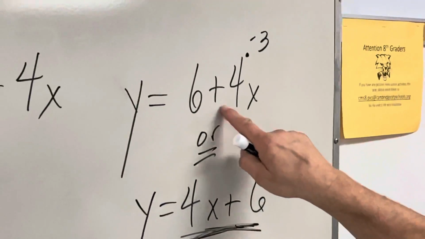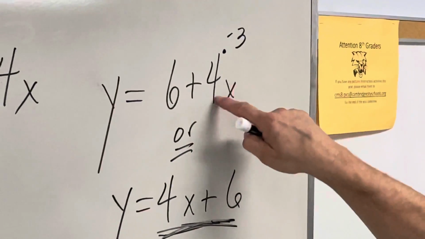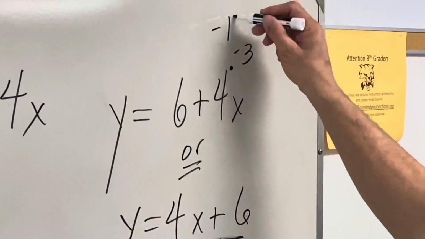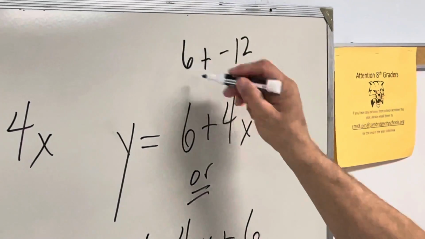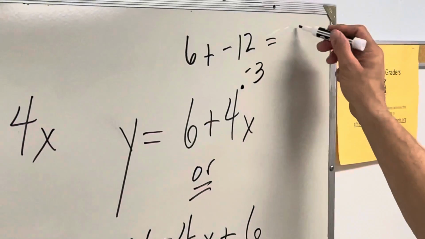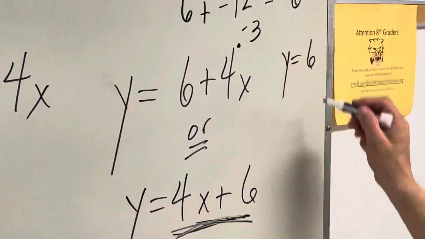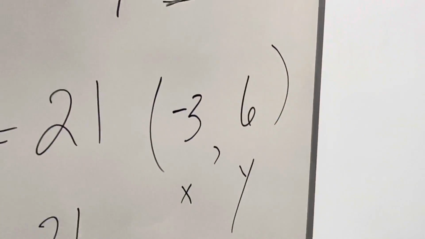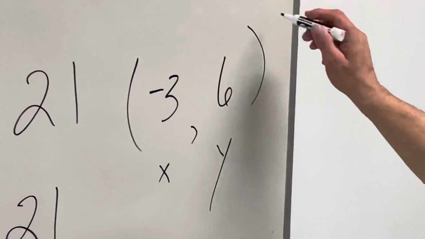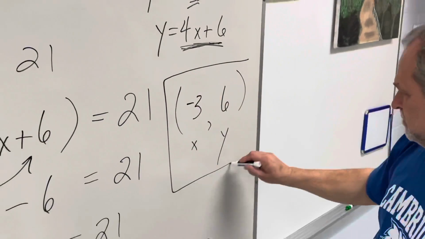So we have 6 plus 4 times negative 3. 4 times negative 3 is negative 12. Plus the 6 will give us positive 6. So y equals 6. And 6 goes here in the ordered pair. And this is our final solution.